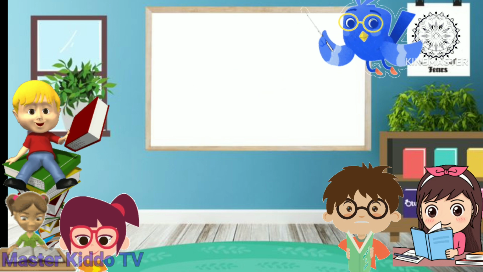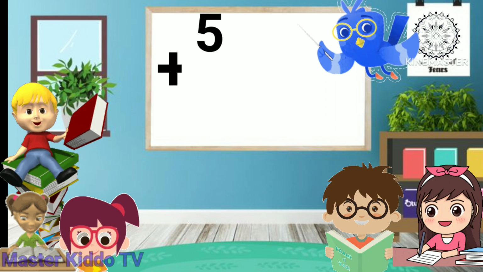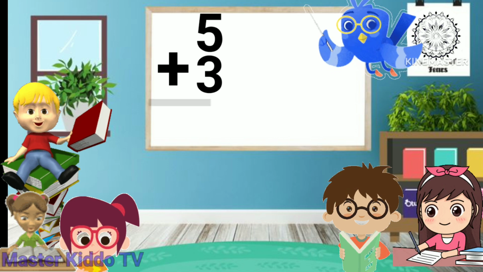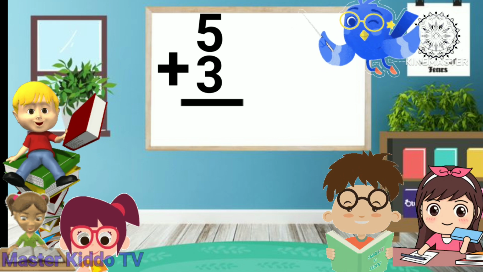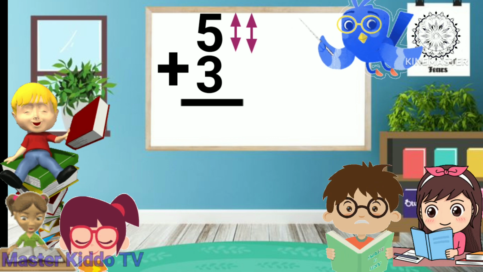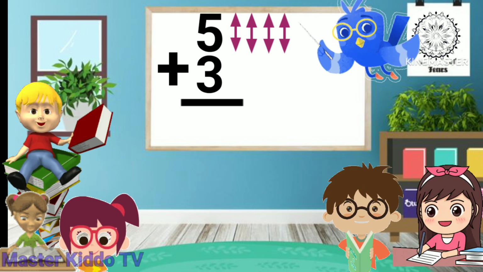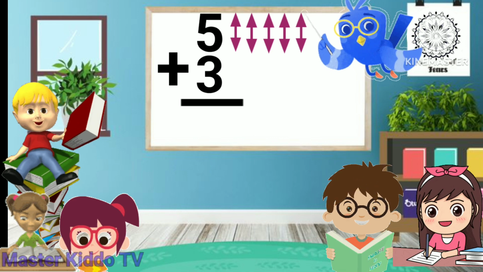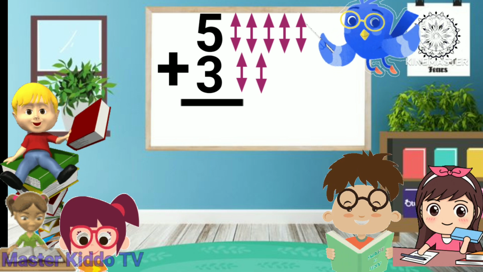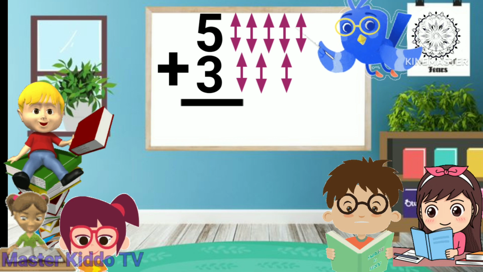Now we put another amount for more practice. So babies, 5 plus 3. 5 plus 3 is equal to. In the same way, we put 5 lines beside 5: 1, 2, 3, 4, 5. 5 lines. And we put 3 lines beside 3: 1, 2, 3.